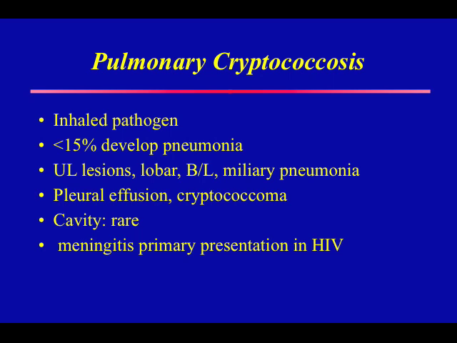You can also have a pulmonary cryptococcosis. This is an inhaled pathogen. It's not just in the bloodstream. You're going to usually have miliary pneumonias, upper lobe lesions. Cavities are very rare. And again, meningitis is the number one presentation. But if you see it in your BAL or in your bronchoscopy, it's not a mistake.